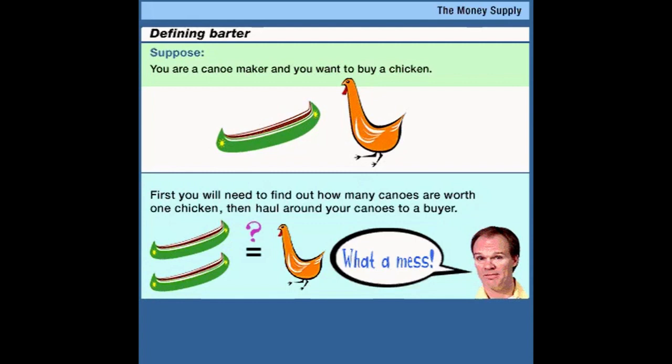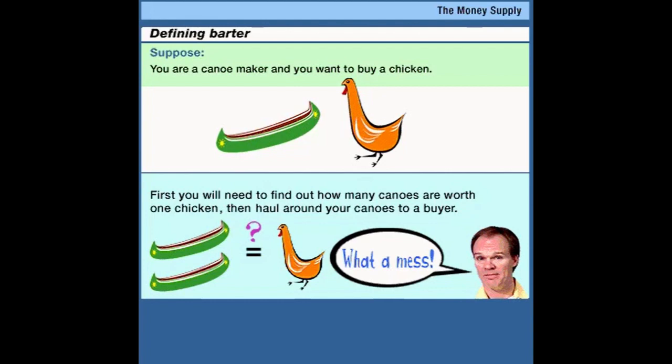Eventually what happens in an economy like this, an economy that depends on barter, is that some good begins to circulate as a medium of exchange. Suppose that everyone wants salt. So you've made a canoe, you can trade it for salt. Then eventually you find somebody who's got chickens. He may not want a canoe, but he wants salt. So the trade is pretty easy to do. A medium of exchange lowers the search costs.